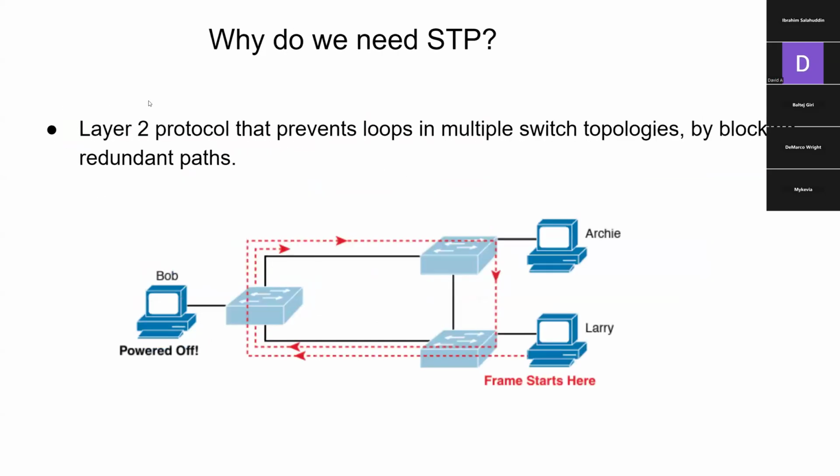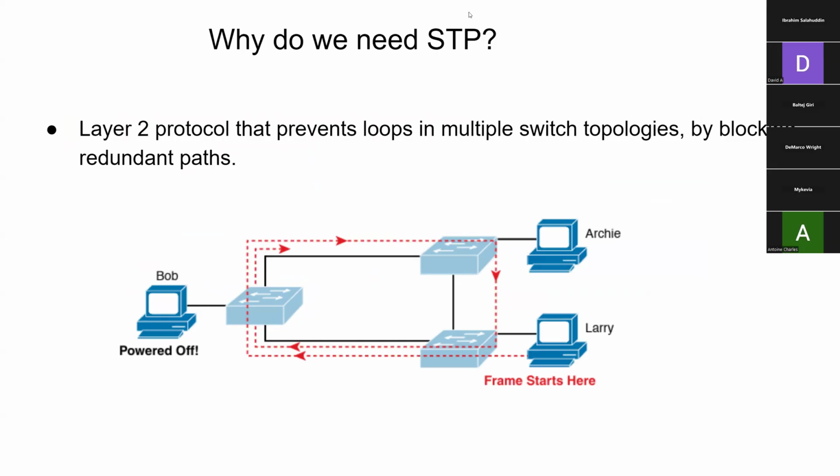All right. Now moving on. Why do we need STP? This stands for the Spanning Tree Protocol. This is a layer 2 protocol that prevents loops in multiple switch topologies by blocking redundant paths.